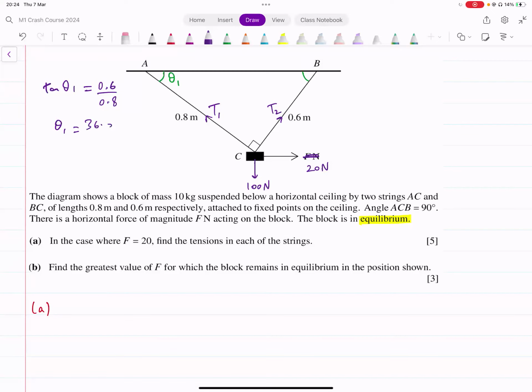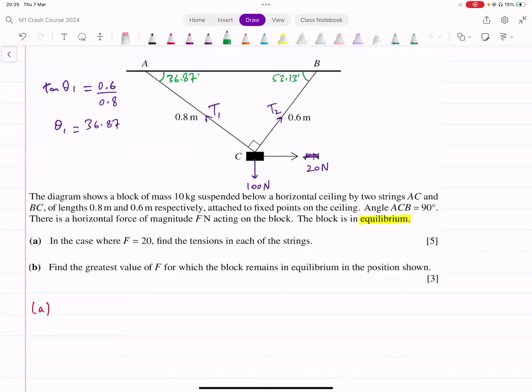Now, if this is 36.87, then what about the other one? It's a right angle triangle. The other one is going to be 90 minus 36.87. That will turn out to be 53.13. So now we know both of those angles. This one is 53.13, and the other one that we've just found, this angle is 36.87. Now, that was the whole point of giving those lengths. There's no other use of the lengths that we were given there. That was the only use of these lengths.